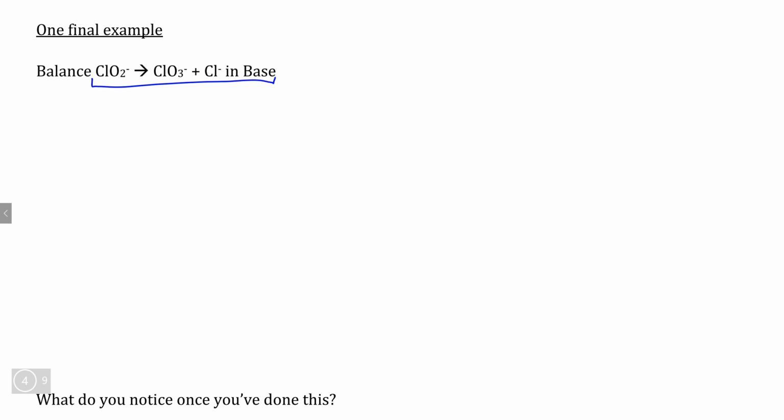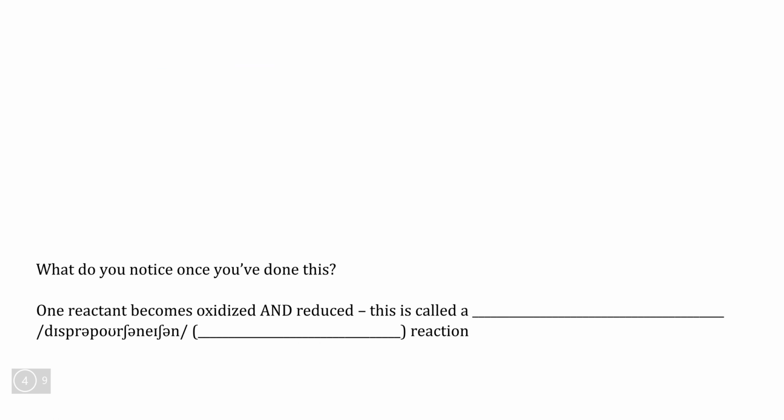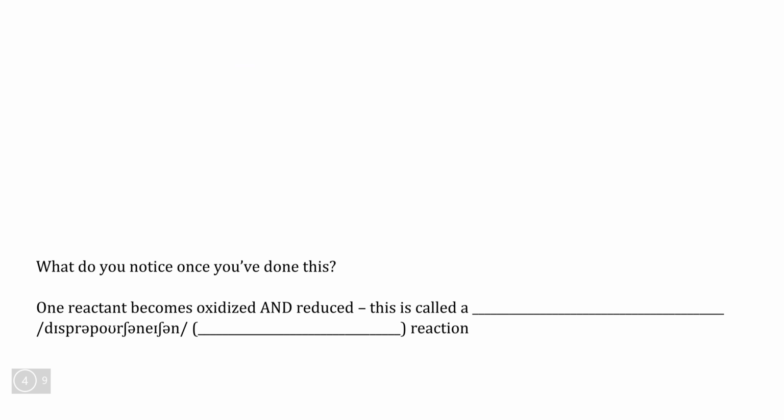So this looks like there is a mistake in the question because we only have one reactant, until you realize that this is a special type of redox reaction, which is what we call a disproportionation. I will say that again, disproportionation reaction. Try saying that 5 times fast.